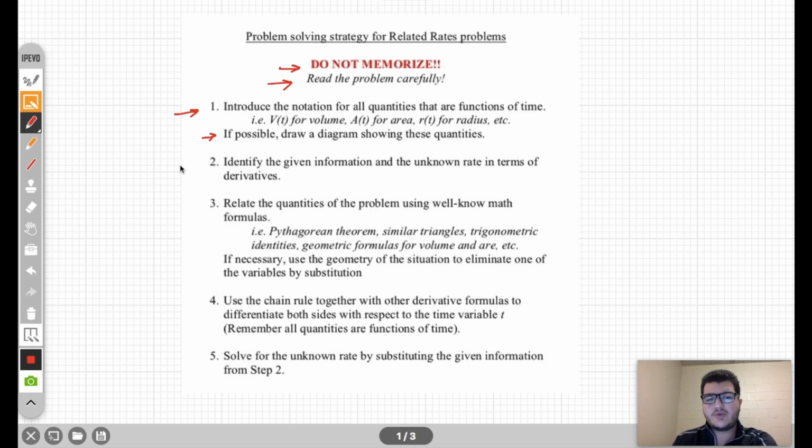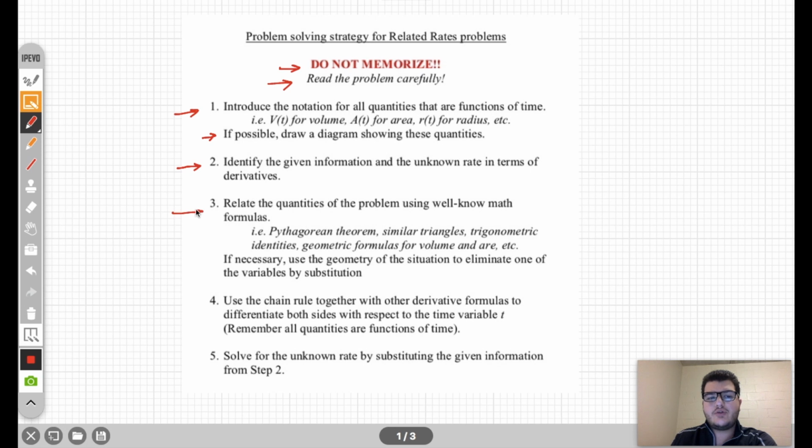The second thing you want to do is identify the information given, and you want to identify what the unknown rate is in terms of derivatives and in terms of notation that's specific to you and how you're going to answer the problem. So usually I typically stick with like the radius. I'll use r to represent radius or r prime to represent the rate of the radius, but it's totally up to you. I would just stick with the basics, radius for r, area for a, and stuff like that. But it's totally up to you. You just have to define what your problem is asking of you.